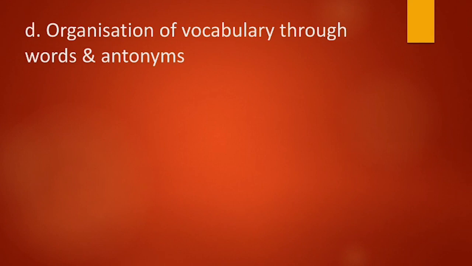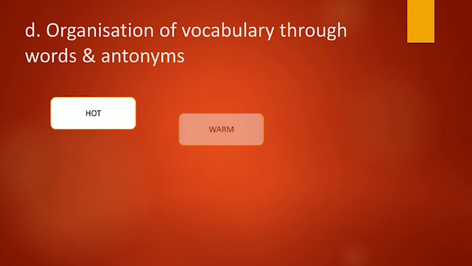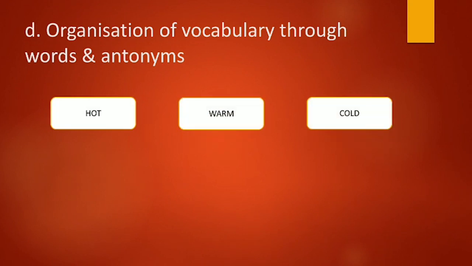And then the fourth, organization of vocabulary through words and antonyms. Hot, warm, and cold. This is the example. The example can be given to the children, so that children can know what kind of hot drink or what kind of hot food, and then we can also give them examples of cold drink and cold food.